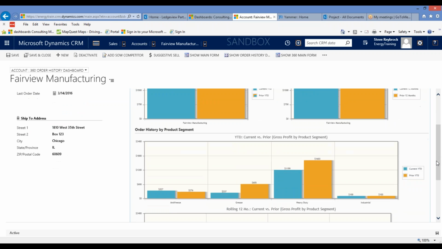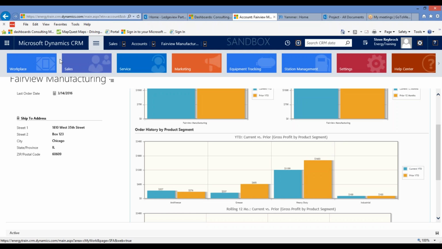And then we also break it down by what we call product segments. It's really just the way you would group your product lines. In this case, it looks like a lubricant customer, so I'm looking at how they're doing on antifreeze, grease, heavy duty, or industrial oil, this year versus last year. If you were more in the fuel business, this could be something like diesel, gasoline, maybe you break out kerosene separately, or DEF, just depending on how you group your products. All right, that's more at the account level.